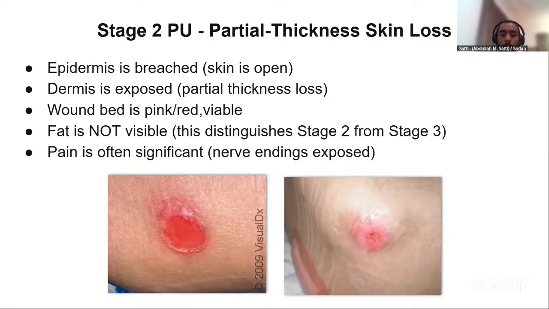And the most important thing to know about stage 2 PU is that there is no visible fat, because if the fat is visible, this is no longer stage 2. This progresses to stage 3. We should also keep in mind that the patient would be in pain because the nerve fibers are exposed, and management should consider pain management as well.